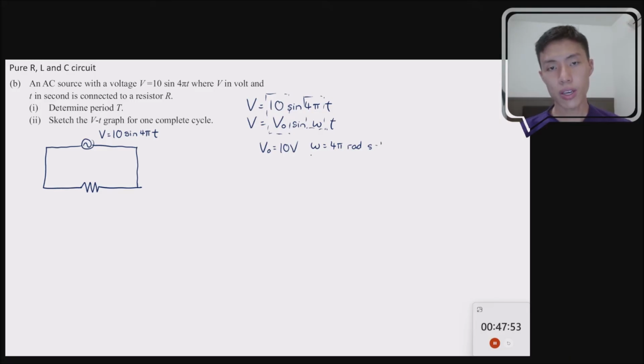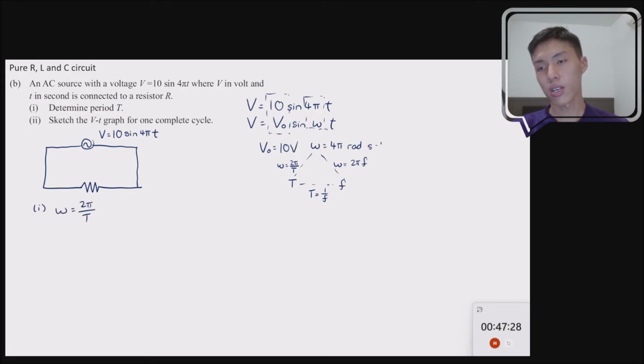Okay, so this omega here, you know that can be related to the period, can be related to the frequency using this equation. Omega is equal to 2 pi over period. Period is equal to 1 over f. Omega is equal to 2 pi f. So now you know this already. If they ask for determine the period T, it should be quite straightforward. You know that omega is equal to 2 pi over period. So omega is 4 pi. So it should be equal to 0.5.